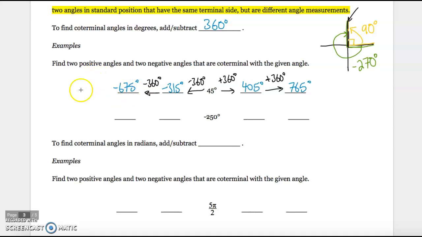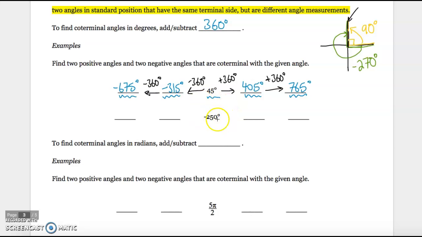Right? And I could keep going. I could keep finding more positive and more negative coterminal angles for 45 degrees, but all of these would be considered coterminal angles. Regardless of how many more times you spun, you'd still end up facing the same direction as you did when you were standing at 45 degrees.